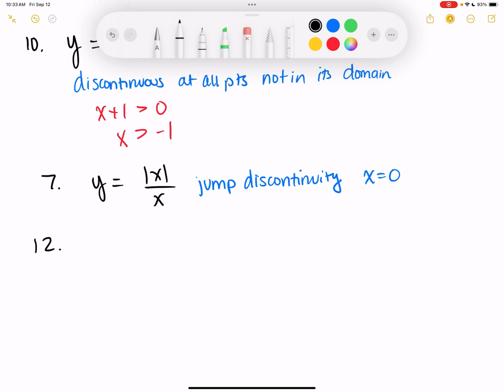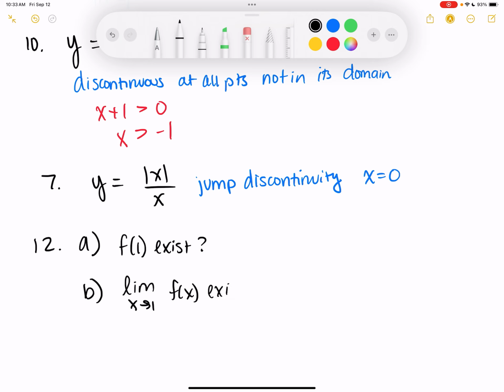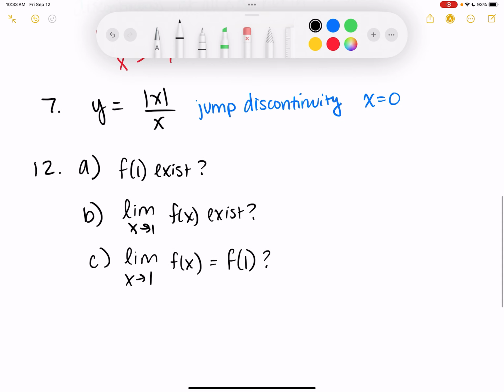So part A is, does f of 1 exist? B is, does the limit as x approaches 1 of f of x exist? C, does the limit as x approaches 1 of f of x equal f of 1? And D, is f continuous at x equals 1? So these are different things that we'll have to answer with the picture that they've given to us. But I just like to have them written out so I can see what's going on.